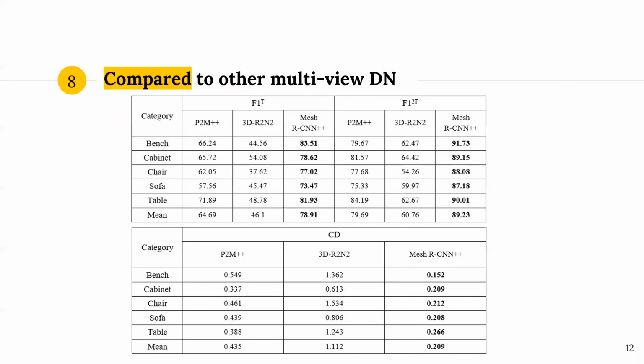Mesh RCNN++ was also compared with previously published multi-view deep learning shape predictors, Pixel to Mesh++ and 3D R2N2, to show the improvements of Mesh RCNN++ over existing multi-view deep learning shape predictors. For this experiment, Pixel to Mesh++ and 3D R2N2 both use 3 images for input, while Mesh RCNN++ uses 2 images for input. Mesh RCNN++ outperforms other multi-view deep learning shape predictors in all categories while using fewer images.